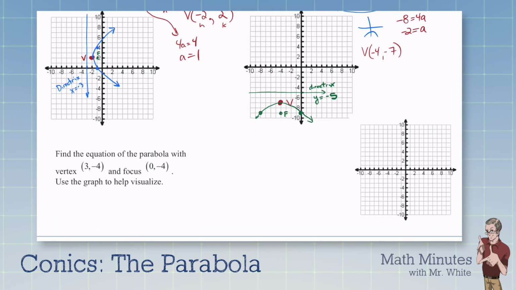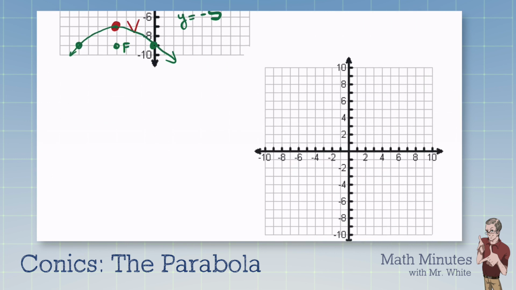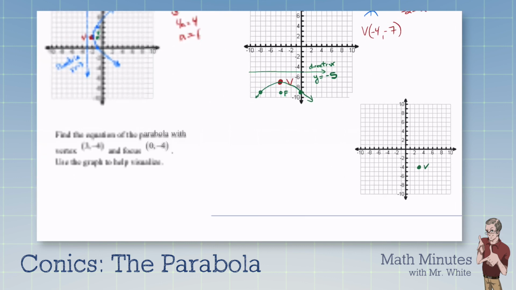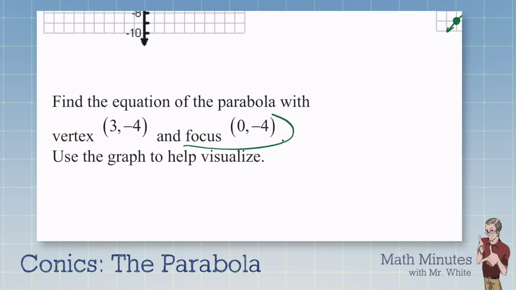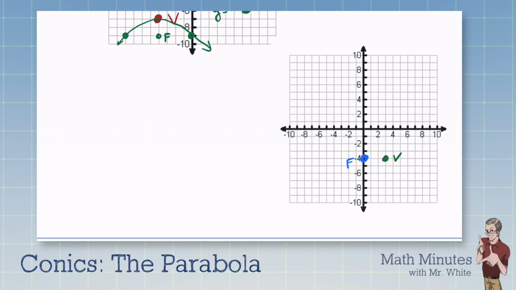All right, one more question to do here. Find the equation of the parabola with vertex 3, -4. So here's my vertex. And the focus is at 0, -4. Aha. So which way does this open? If that's the focus, the headlight lens must be like this, right? Now, are those x squared or are those y squared equations? Those are y squared. So let's write it down.